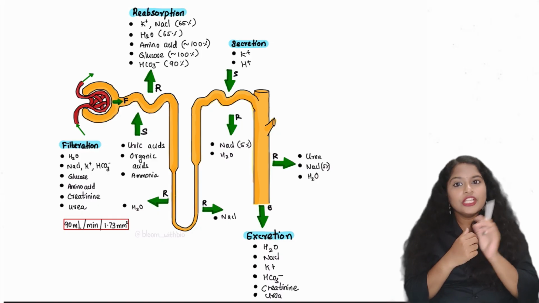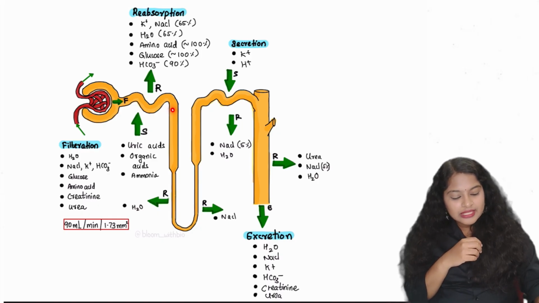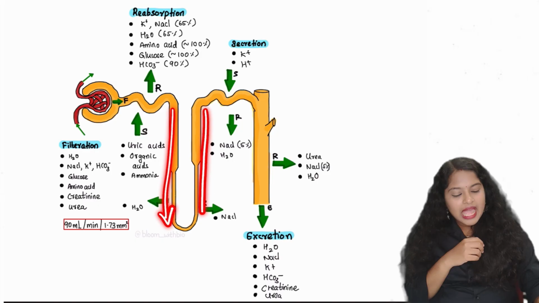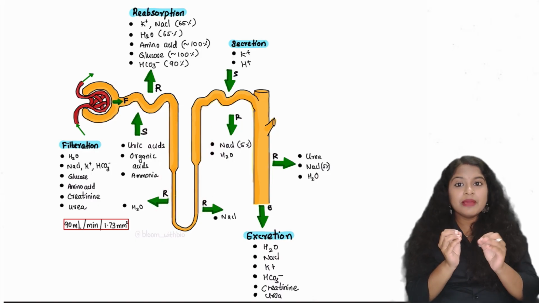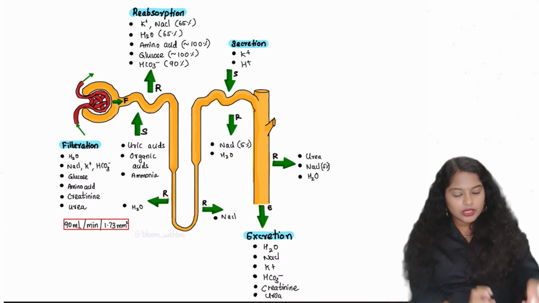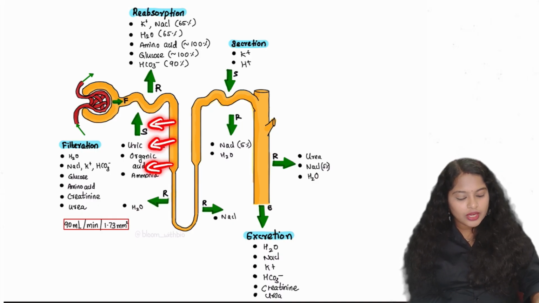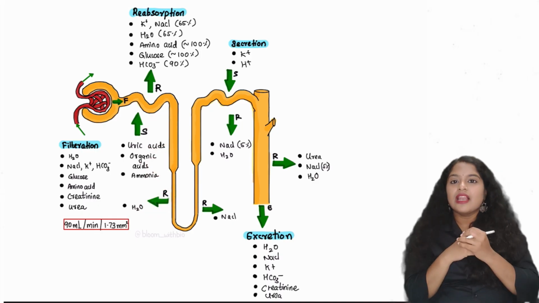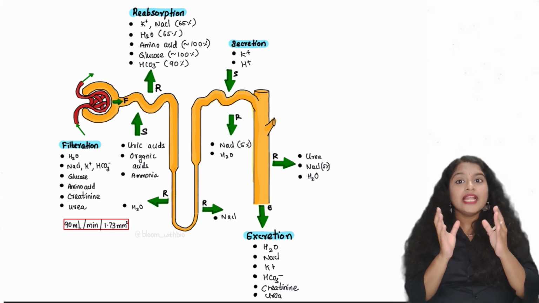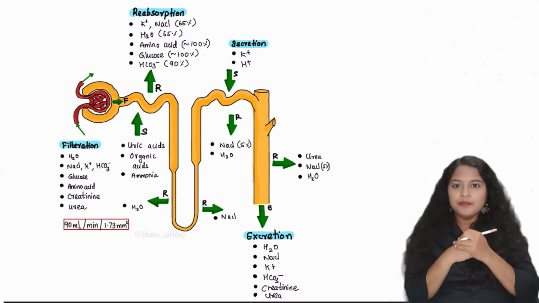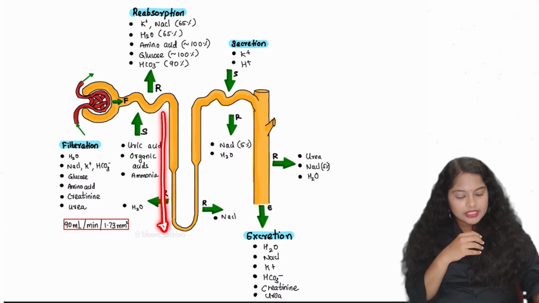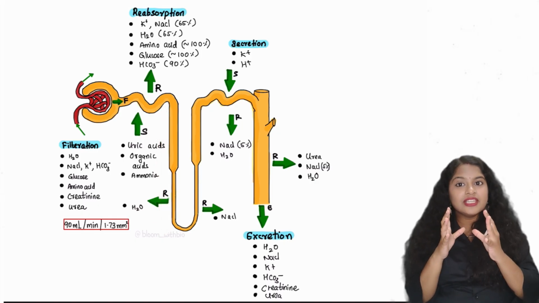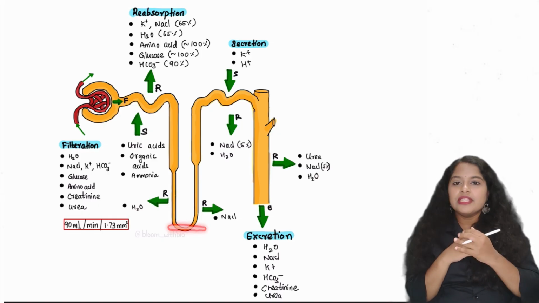And the next one is loop of Henle. So this is the descending loop of Henle, and this is the ascending loop of Henle. So the descending loop of Henle is impermeable to electrolytes and it is permeable to water. So this allows the movement of water outwards, and the electrolytes will remain inside the loop of Henle. So what happens as we move down to the medullary interstitium or medullary region, the concentration will increase. So at this point, the filtrate will be at maximum concentration.